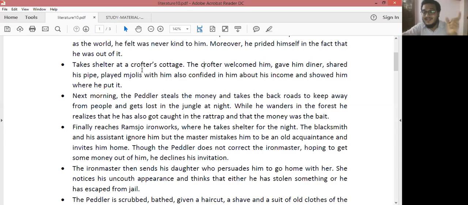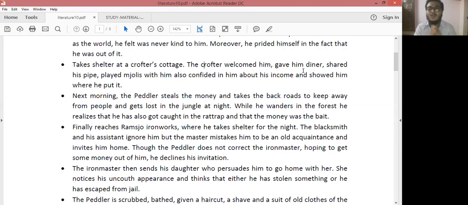The Crofter welcomed him, but here the scene is different. The Crofter welcomed him, gave him dinner, shared his pipe, played morris with him also, confided in him about his income and showed him where he kept it. This man was all alone, an aged old man, with no companion, all alone in his house. So he welcomed him and gave him dinner, means he arranged porridge as a supper, a heavy meal. Students, dinner and supper, S-U-P-P-E-R.